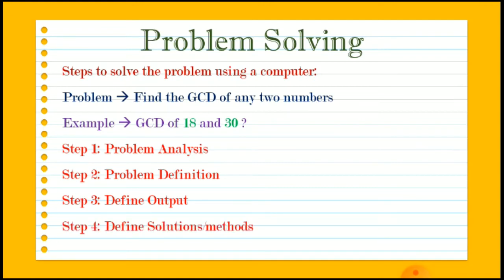So the fourth step is define solutions or method. Here you have to choose a suitable solution or method to find the expected output. So to find the GCD, there are a number of methods or solutions. By using one of these methods, you can find the GCD. Now we will see the first method.